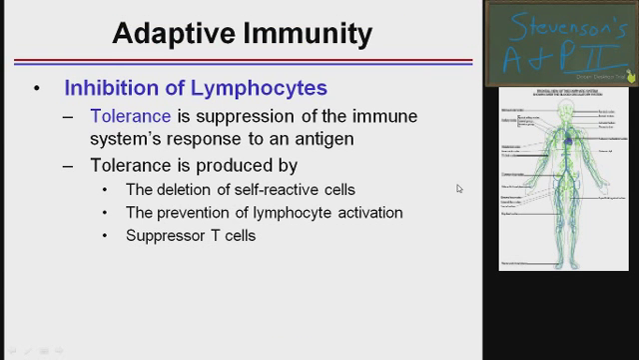Adaptive immunity, remember, is specific. It has certain targets, and what we're talking about is inhibition of lymphocytes. They can be inhibited. But let's talk about tolerance first. Tolerance is a suppression of the immune system's response to an antigen. Tolerance is produced by the deletion of the self-reactive cells and the prevention of lymphocyte activation. Suppressor T cells can also suppress the lymphocytes.